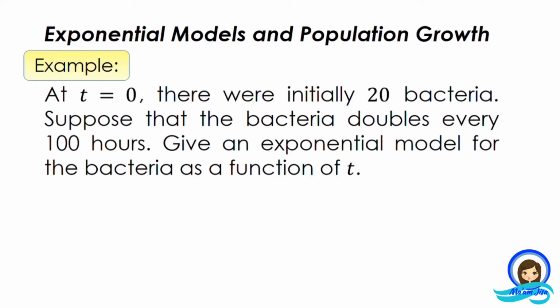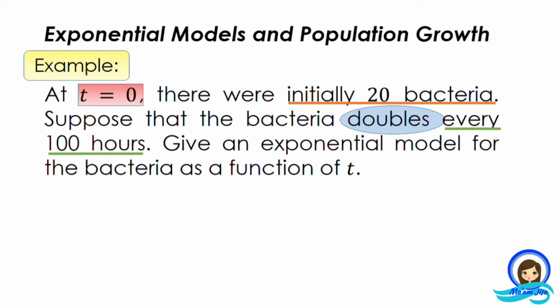At t equals 0, there were initially 20 bacteria. Suppose that the bacteria doubles every 100 hours. Give an exponential model for the bacteria as a function of t. So now, let us consider the given data in our problem. At t equals 0, that is our initial time, there were 20 bacteria. That's the initial number of the bacteria. That particular bacteria doubles every how many hours? 100 hours.